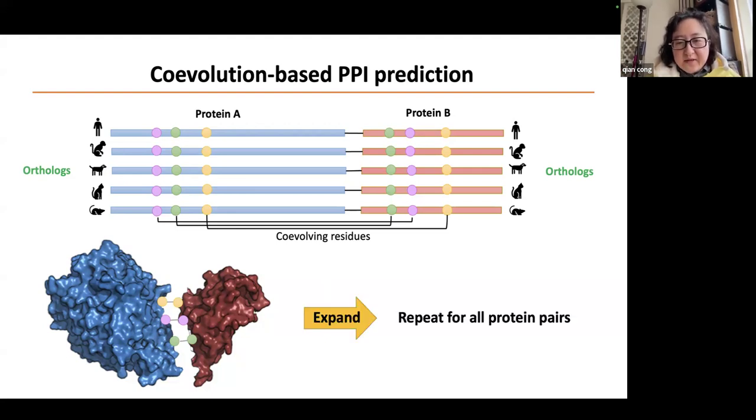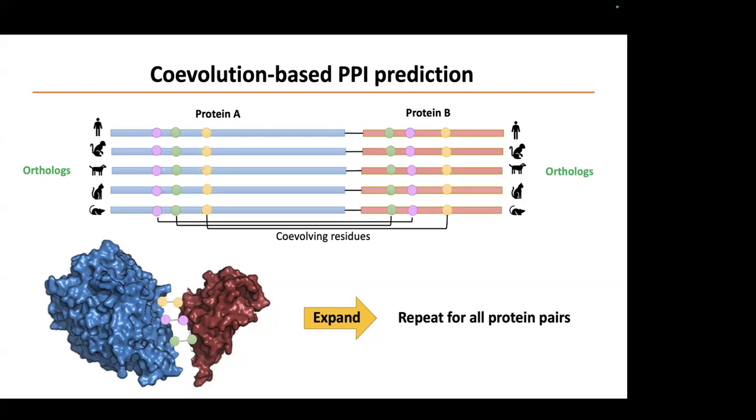Then you can go even further and expand it, repeating this kind of calculation for all possible protein pairs in the organism. With the assumption that if two proteins do interact, they will show stronger coevolution and come close to each other to form a meaningful protein complex. If they don't interact, you wouldn't see much coevolution, and you also wouldn't see a meaningful complex when you try to model them together. So by attempting to model all possible pairs, you can identify protein pairs that are more likely to interact. That's what we do.